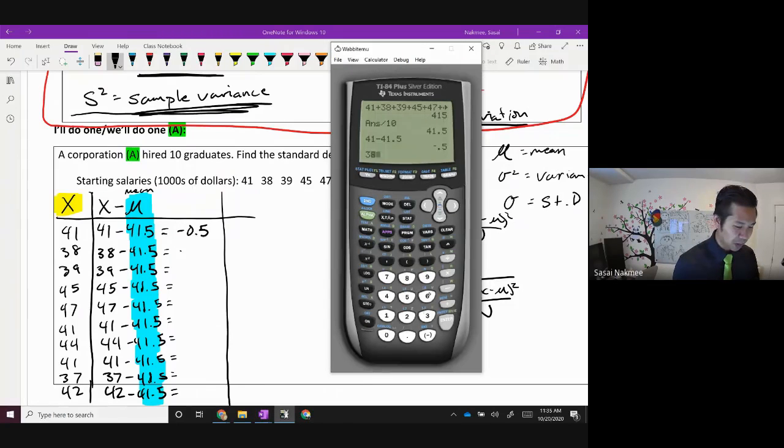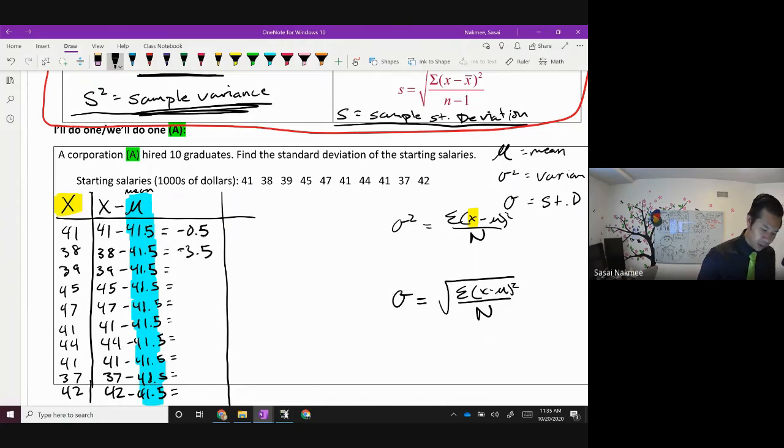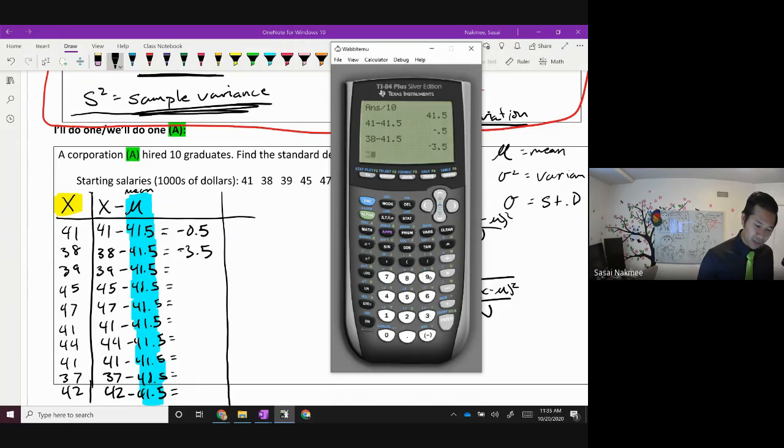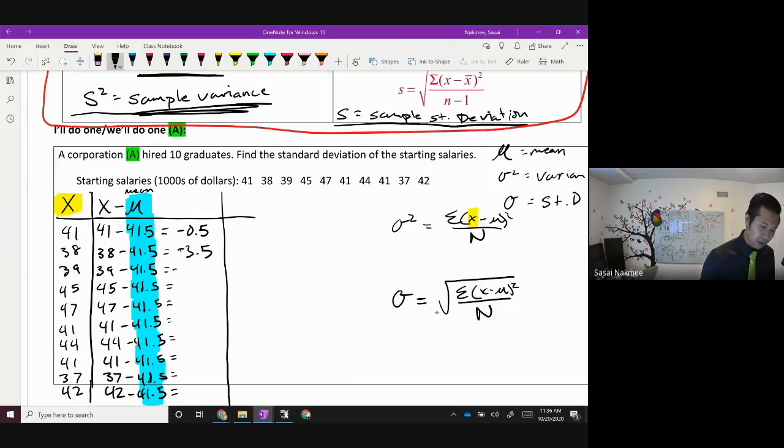So the next one up would be 38 minus 41.5, and that's going to give me negative 3.5. The next one up is 39 minus 41.5, and that's going to give me negative 2.5. And we're just going to write all these down. Negative 2.5. This is going to be positive 3.5, I believe, right?